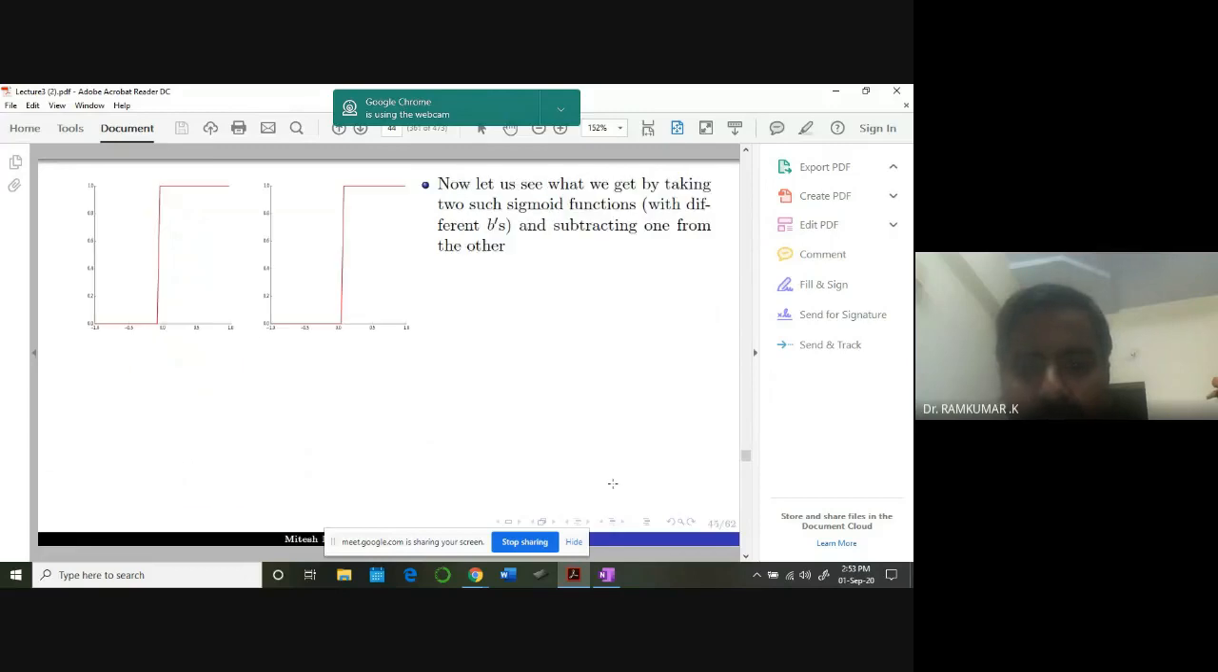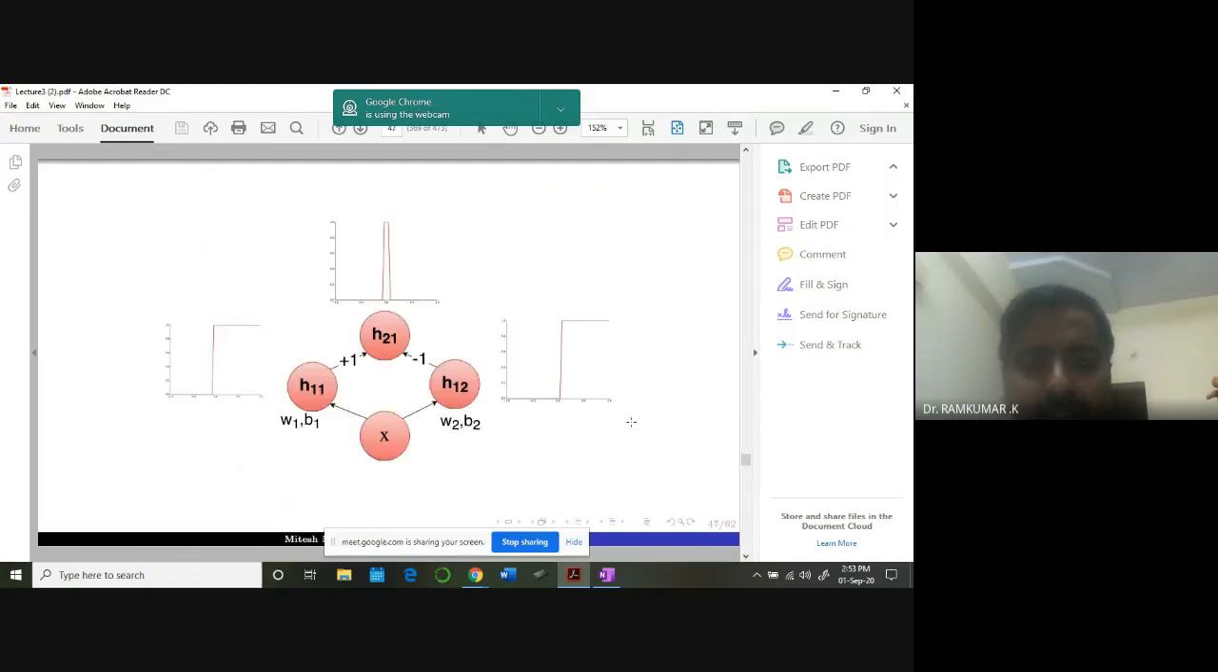So I can do this, and I can get two of these neurons, and I subtract the weights. Then I'll be getting the corresponding tower like this. So that's what we are building, the tower.